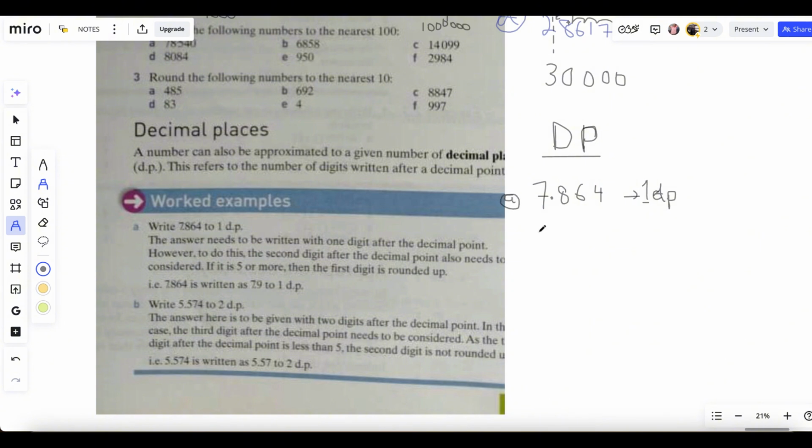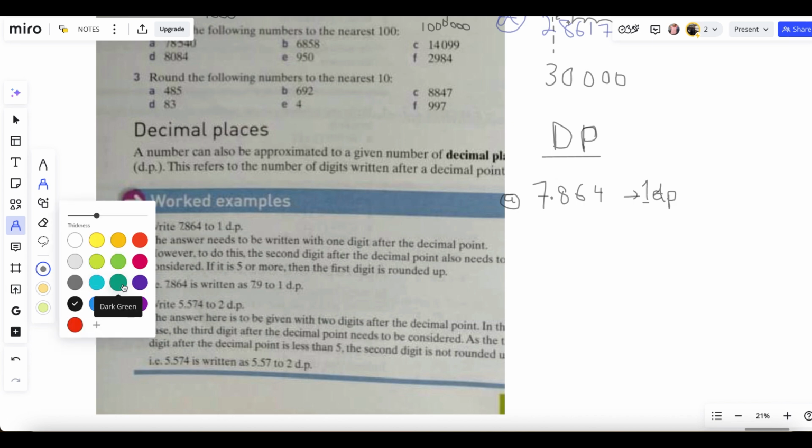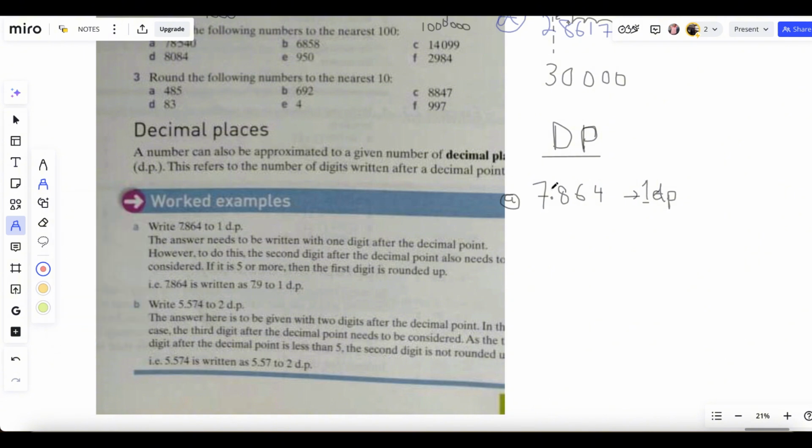So to 1 DP, meaning you start counting from your decimal place. That's why they call it decimal point. You count from here to here. That's why they call it DP. You count only once. So you break this one from here. And this number, you see you can round up. Take 1 here, put here. This answer becomes 7.9 only.